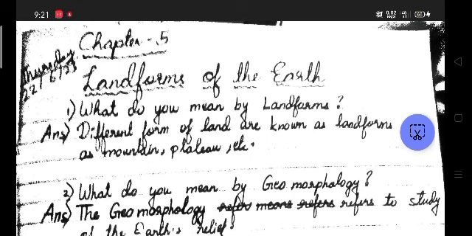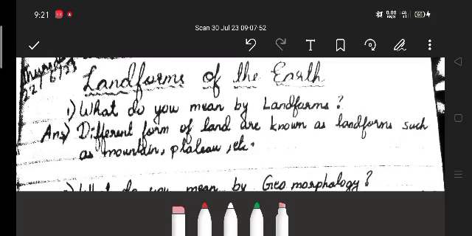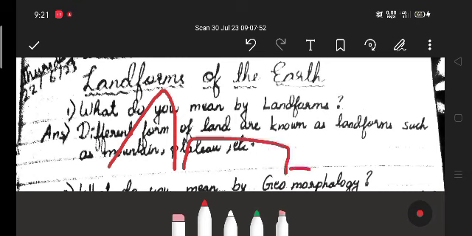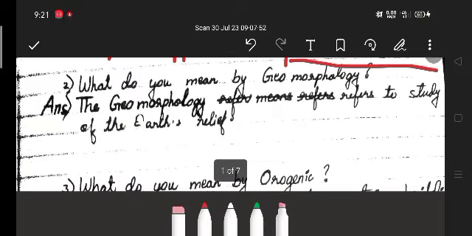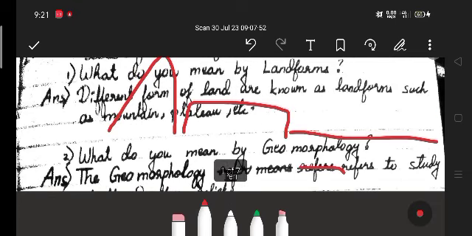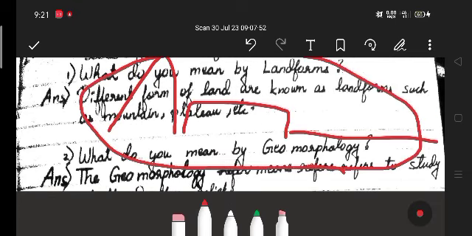So first is landforms of the Earth. What do you mean by landforms? Different forms of land are known as landforms such as mountains, plateaus and plains. These all are called landforms. What do you mean by geomorphology? It's the study of Earth's relief. These all are called Earth's relief. The study of Earth's relief is known as geomorphology.